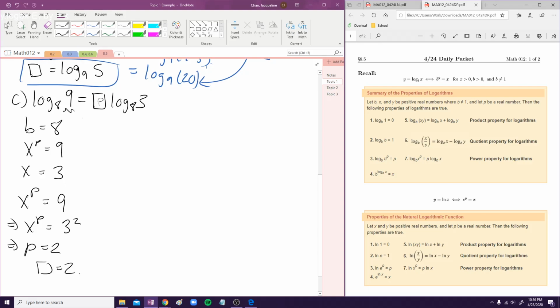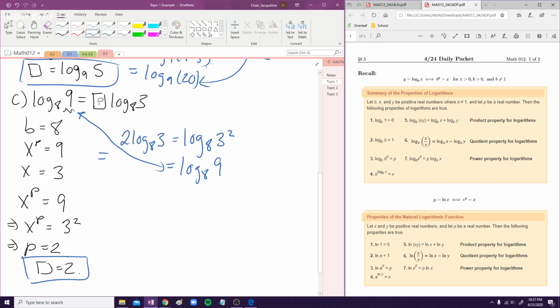Okay, so now let's check our work. We're claiming, let me put it in a different color, I have 2 log base 8 of 3. Since there's a coefficient in the front, what can I do? I can make it into a power. So this is log base 8 of 3 squared. What is 3 squared? 3 squared is 9. These are equal. Since they're equal, then we know that the missing value in this equation is 2.